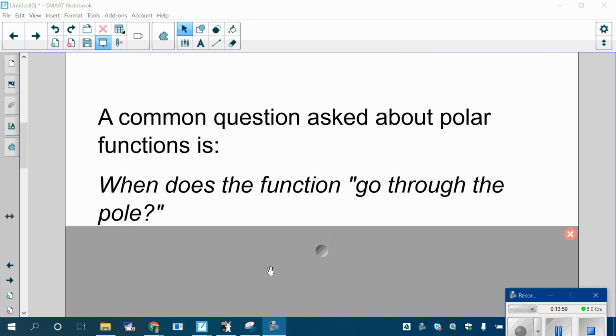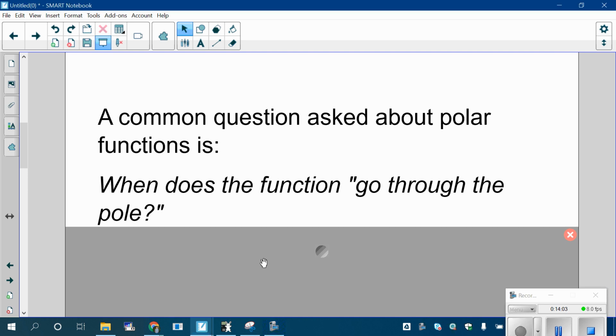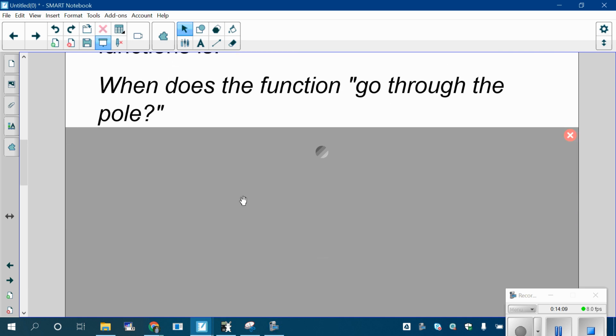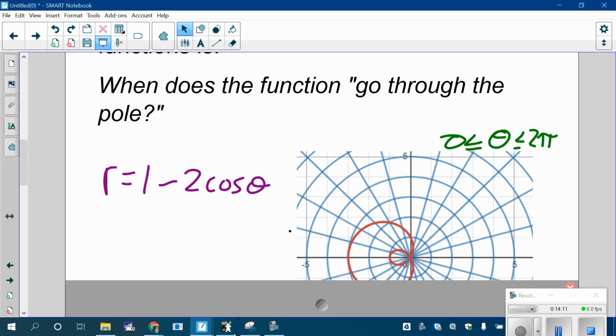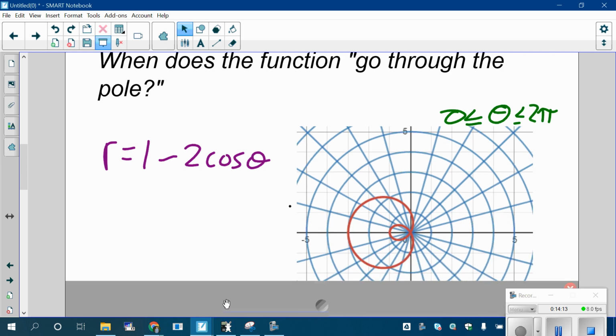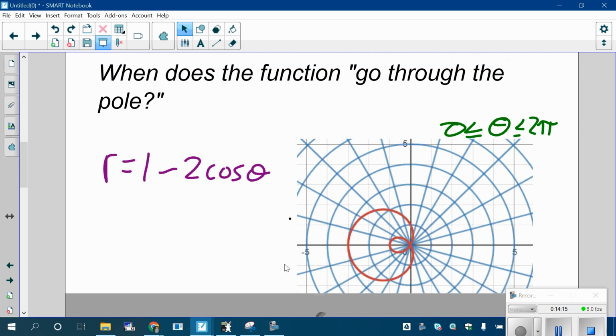A common question that they ask about polar functions that we'll need to know for various things is, hey, when does the polar function go through the pole? A lot of these polar graphs loop around, and sometimes they crisscross on themselves. But remember the pole is the origin. So this graph whoops around, and they want to know, when does it crisscross through the origin?